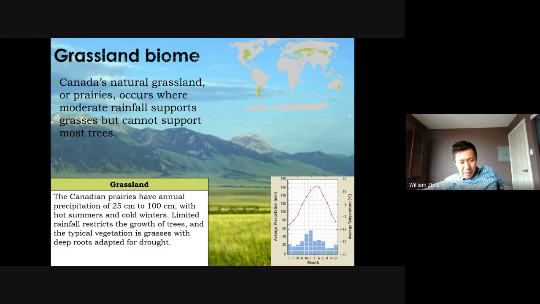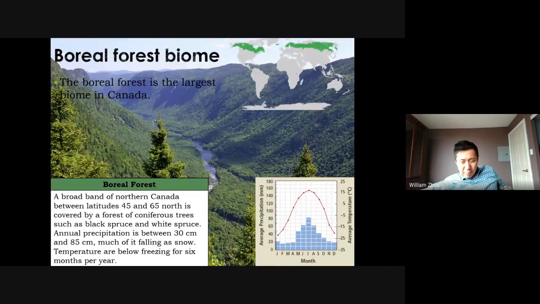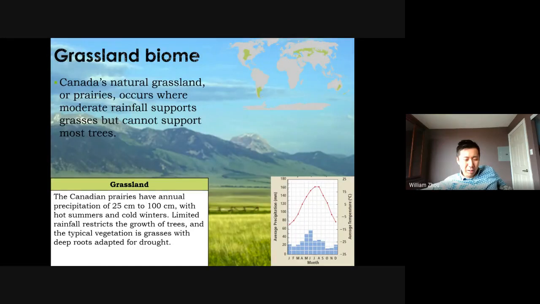Okay, and the precipitation, if you compare, this one peaks at around 60. Boreal peaks at around 80. Because it has more water, trees can grow. This one is drier, so you can't have trees. That's the difference. Grassland, lower precipitation but higher temperature. Boreal forest, you have higher precipitation but a little bit lower in temperature. But the shape of the graph, they're the same. Which is why I find these two to be the most confusing out of all of them.